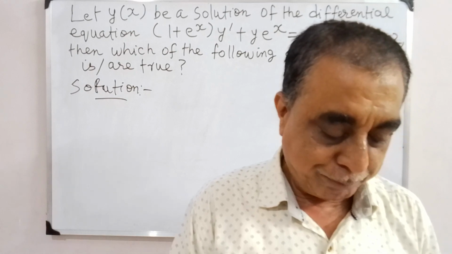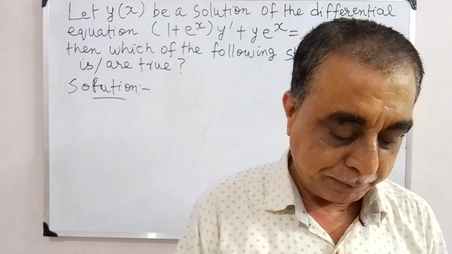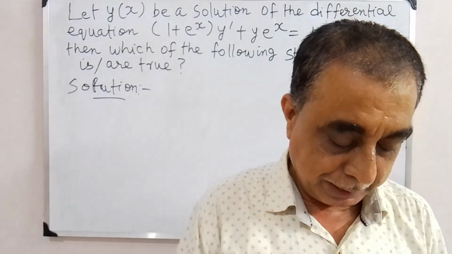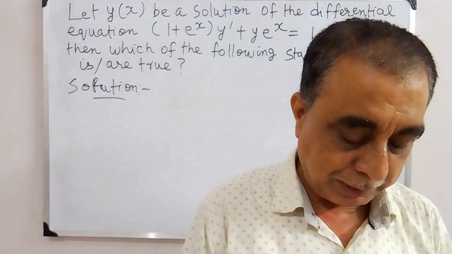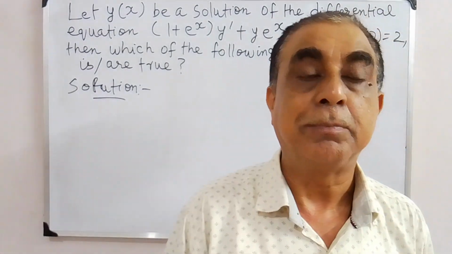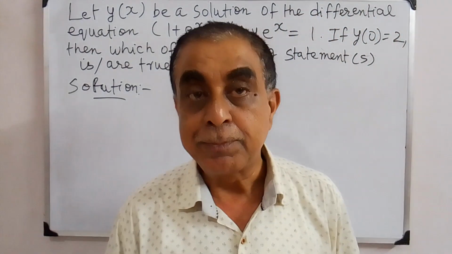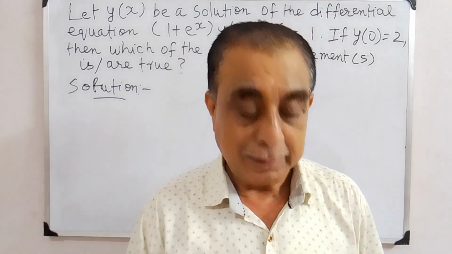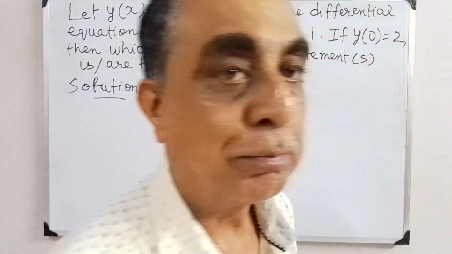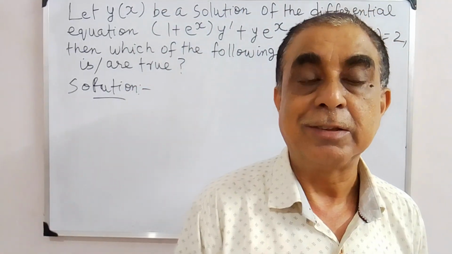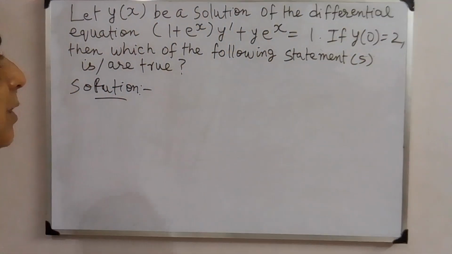And fourth, D: y(x) has no critical point in the interval (-1, 0). That means y has no solution in the open interval (-1, 0). So we have to find the correct answers for this question. So how will we do it?